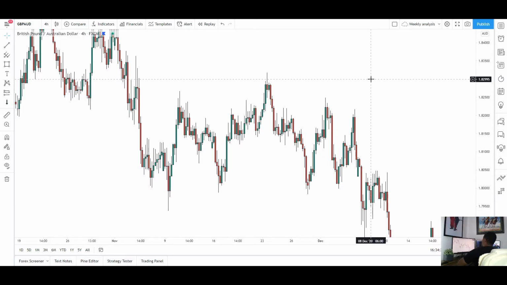But anyway, we're going to move on to how to actually trade these setups now with two examples from GBPAUD and AUDJPY. Okay, so welcome to the charts, people.